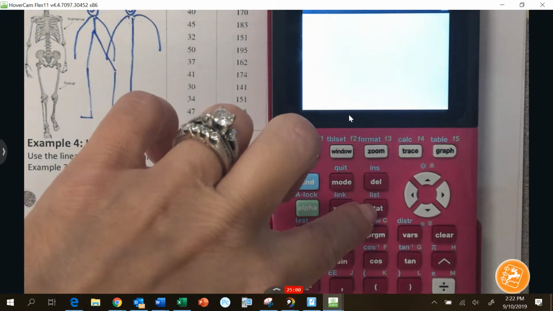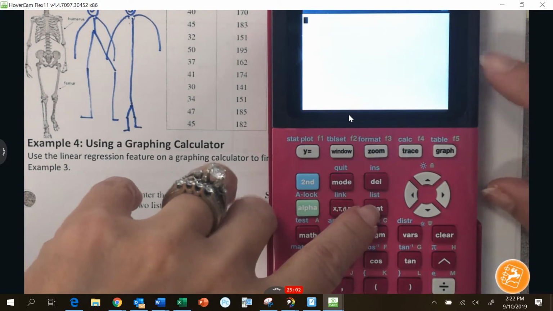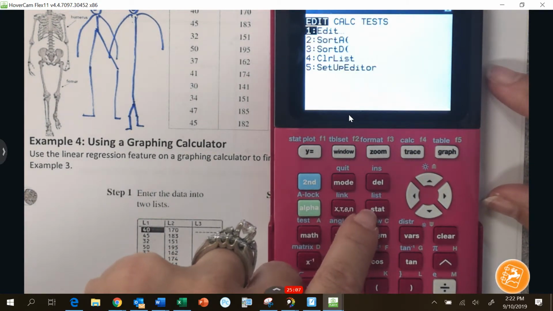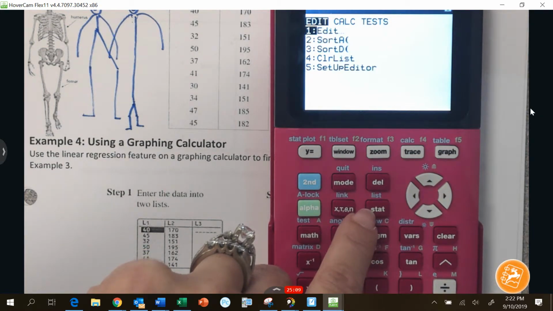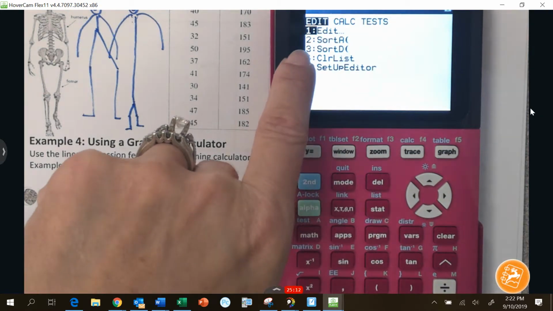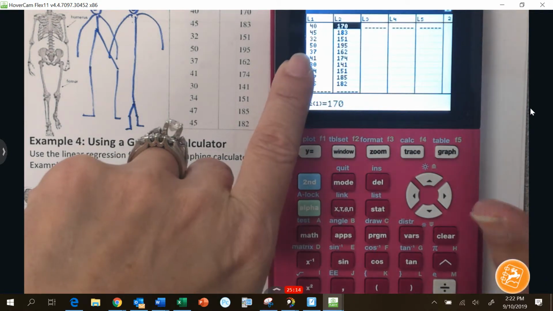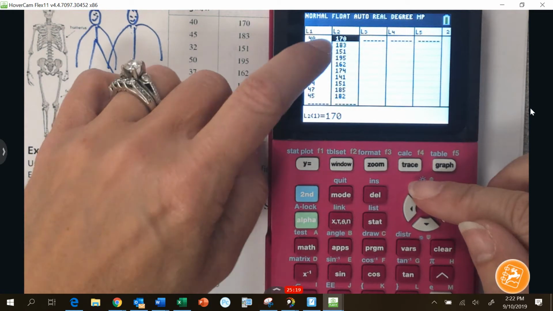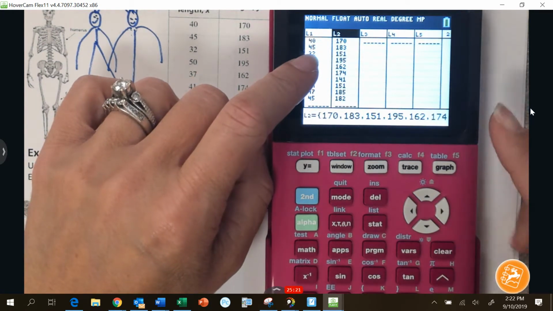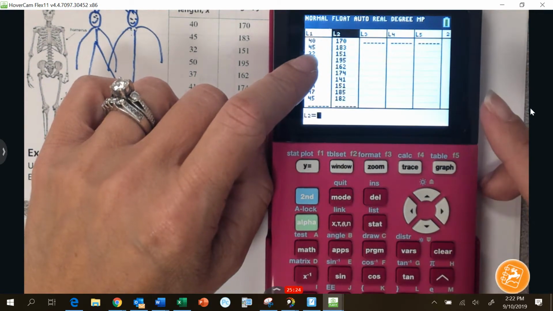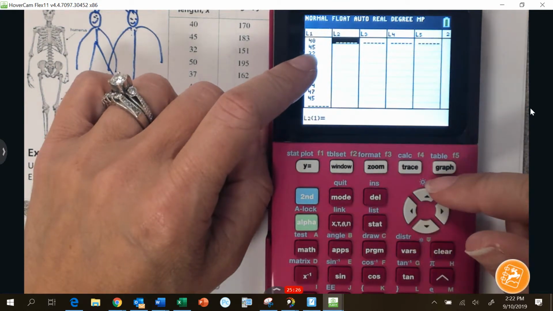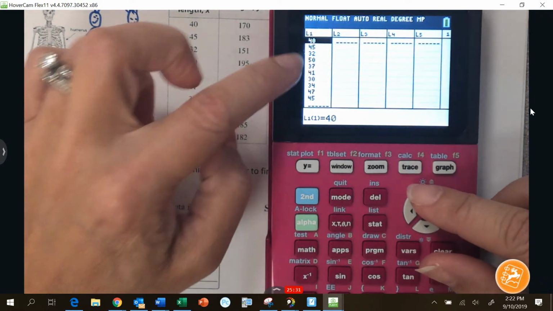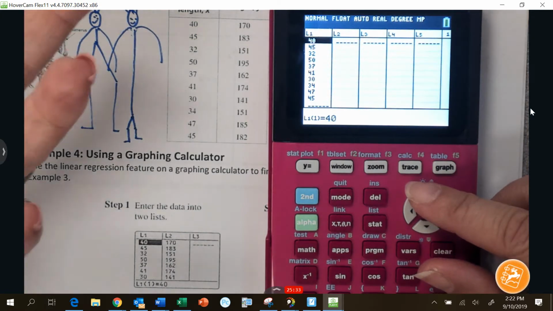I'm going to go to stat. Now we are starting it for real. Going to go to stat. This is where you do all statistics stuff. You go to stat, and we need to edit. And there might be numbers in here already. Maybe you've done it before. Maybe you bought your calculator off of somebody. If there's numbers, you go up, you hit clear, you hit enter, and it clears the list. If there's not numbers in here, you're going to have to do this later. You might have to go to my video and watch this little part again.